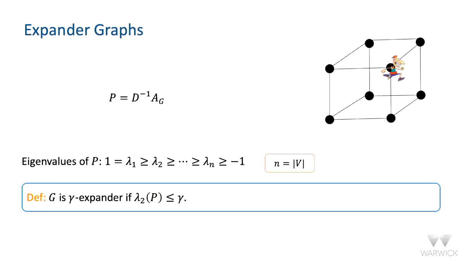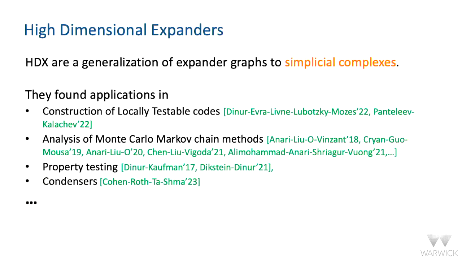most gamma. Now, this talk is about high dimensional generalization of expander graphs to hypergraphs or simplicial complexes. If this is new to you, this is a theme that has found a lot of applications over the last decade in construction of locally testable codes, analysis of Markov chains, property testing, condensers, etc. So I want to tell you basically a new method to bound eigenvalues of these high-dimensional simplicial complexes.